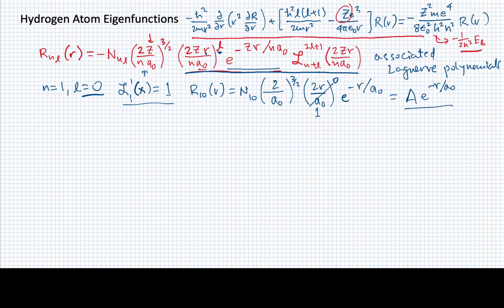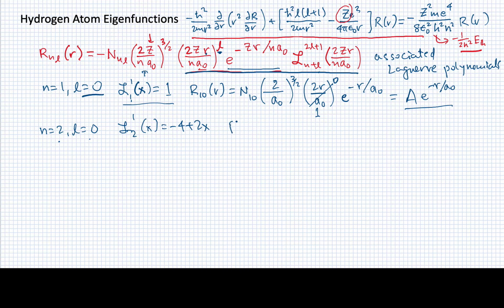If we went to, say, n equals 2 and L equals 0, then we'd have an associated Laguerre polynomial that would be indexed as follows. N plus L is 2 plus 0, so that's a 2 down here. 2L plus 1 is still 1. And it turns out that this Laguerre polynomial is just equal to minus 4 plus 2x.